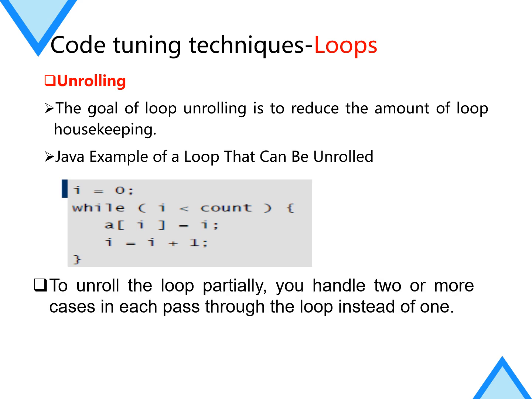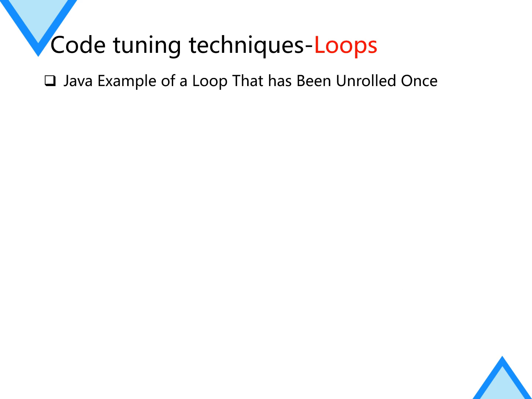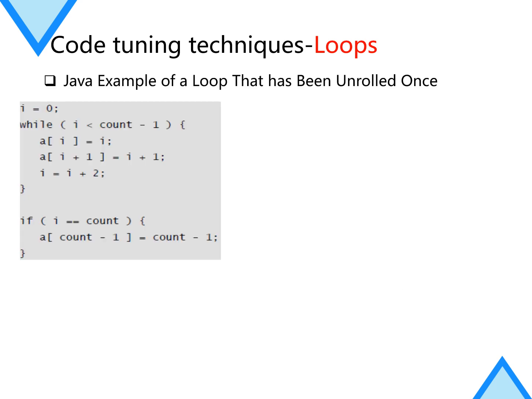To unroll the loop partially, you handle two or more cases in each pass through the loop instead of one. This unrolling hurts readability, so I do not recommend this technique. It will increase the speed, but it will decrease the readability of the program, so I do not agree with this technique.